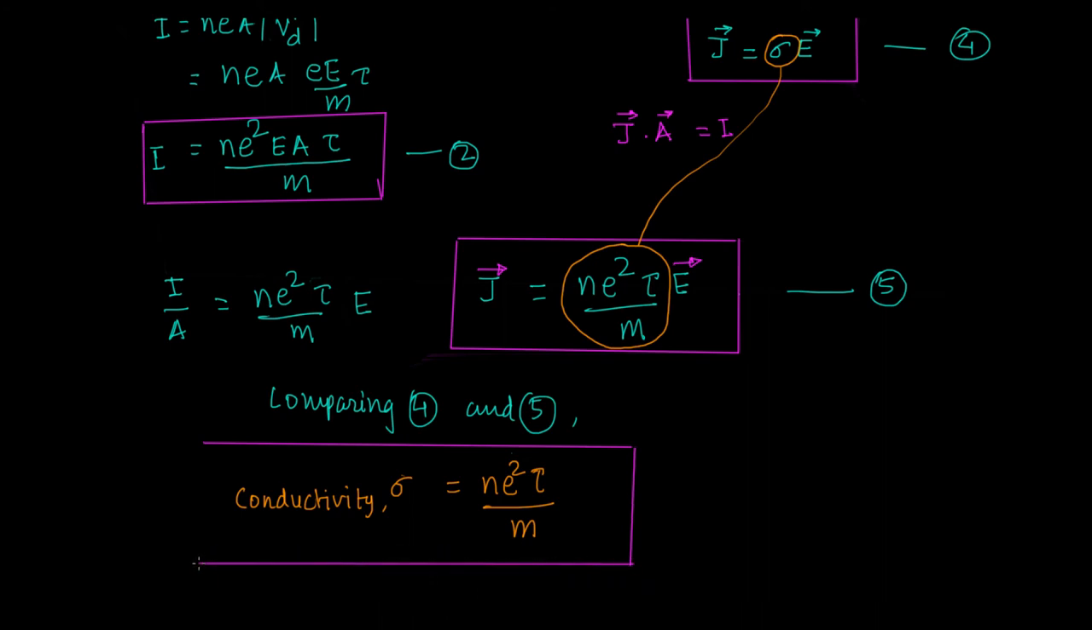You might feel burdened by the multiplicity of equations, but again I'm telling you, they are all interrelated and derivable from each other if you know the basics. Conductivity is 1 upon resistivity, obviously. So you can get resistivity from here: rho is nothing but 1 upon sigma, and that becomes m upon n e squared tau.